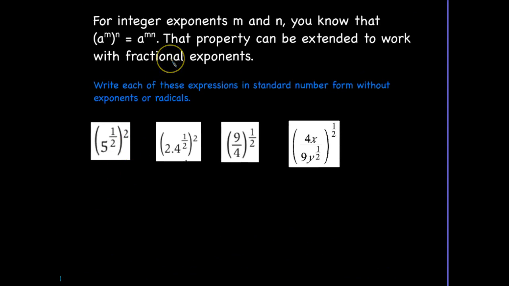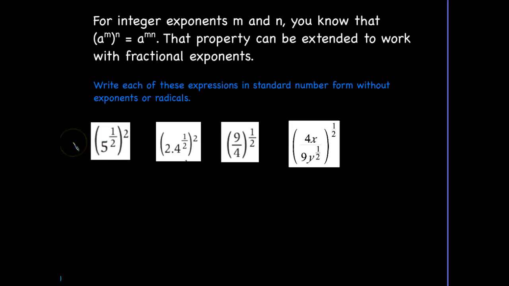Think about this property that you already know. For integer exponents, m and n, you know that a raised to the m and then raised again to the power of n is the same thing as multiplying the exponents, a raised to the m times n. We're going to use that property, in fact we're going to extend it, to work with some fractional exponents below. Let's look at the first example.